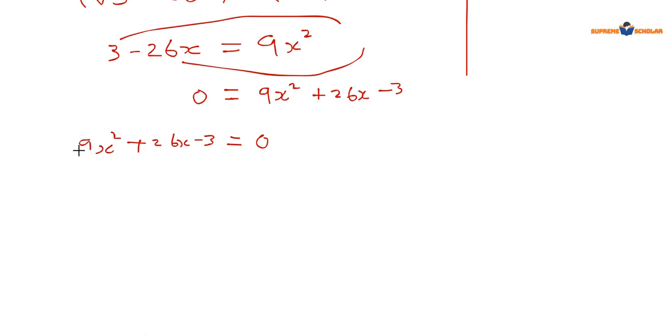How do we factorize a quadratic that has a coefficient in front of x squared? Well, the way you do it is you need to list the factors of both the coefficient of the x squared term and the coefficient of the constant term.